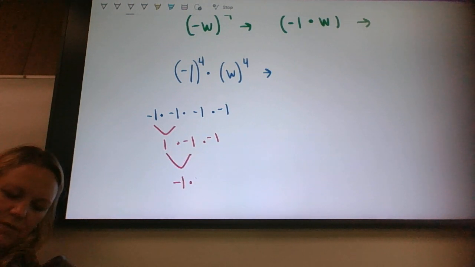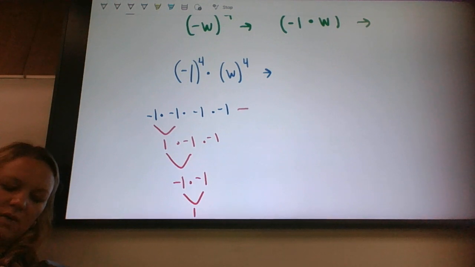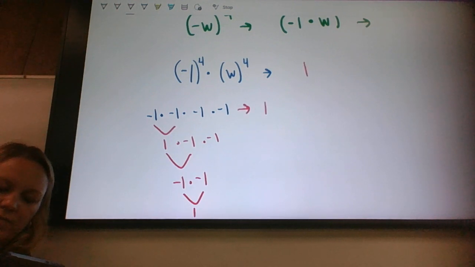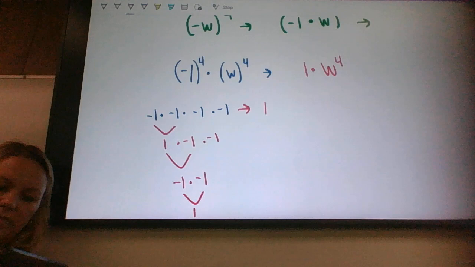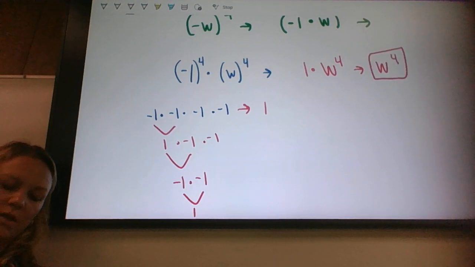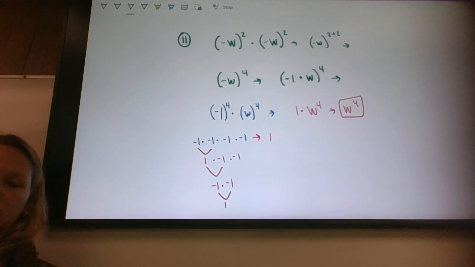These two would be negative. And these two would be positive. So it actually equals a +1. Oh. So the answer to 11 is W to the 4th.